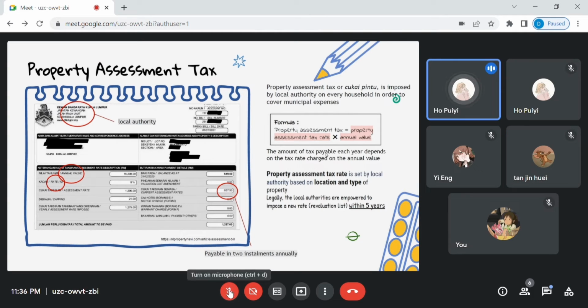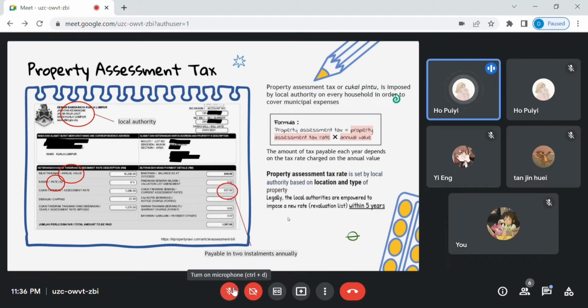The amount of tax payable each year depends on the tax rate charged on the annual value. Property assessment tax rate is set by local authorities such as Dewan Bandaraya Kuala Lumpur, based on location and type of property. Legally, the local authorities are empowered to impose a new rate within 5 years. Property assessment tax is also payable in 2 installments annually in Malaysia.